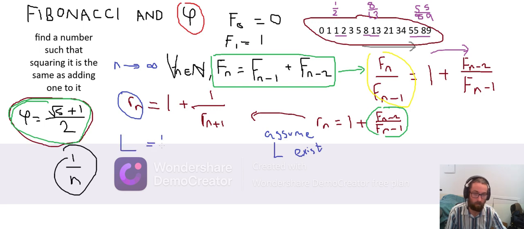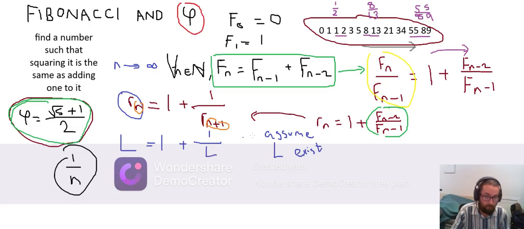So L equals 1 plus 1 over. And because n's going to infinity, there's no meaningful difference between n and n plus 1, right? N is going to get so astronomically big, it's going to shoot off into space. So R of n and R of n plus 1 at this size, we can treat it like the same thing. So actually I can just write L equals 1 plus 1 over L. And again, we're assuming there's a limit here. And we're solving for L.